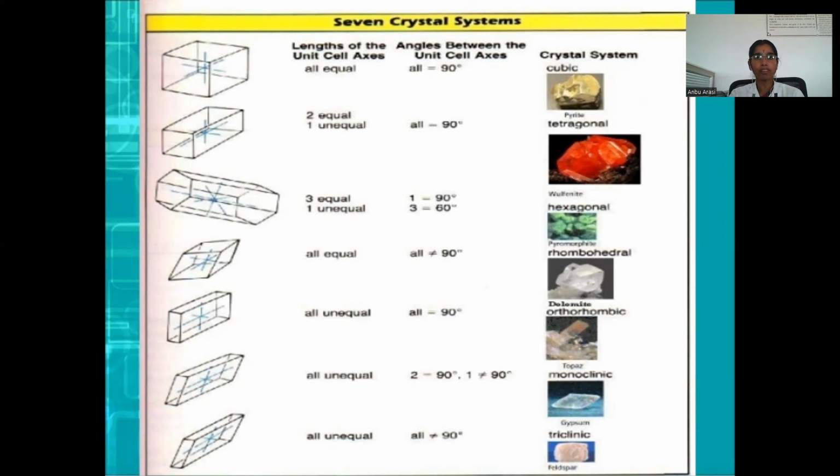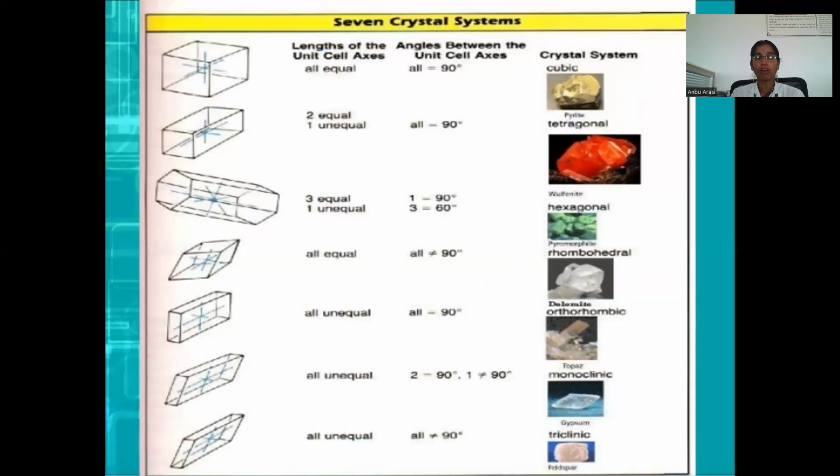First one is, for example, the cubical system. All sides are equal, and all angles are equal to 90 degrees. Tetragonal system, 2 equal sides, 1 unequal side, and the angles are 90 degrees. And hexagonal system, 3 equal sides and 1 unequal side, where one angle is equal to 90 degrees and 3 angles are equal to 60 degrees.